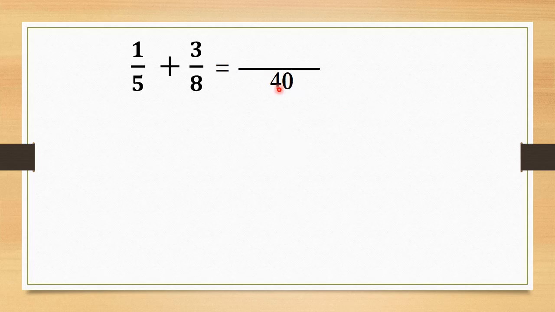So 40, divide the LCD by the denominator of the first fraction. 40 divided by 5, we have 8, times 1, we have 8. Plus 40 divided by 8, we have 5, times 3, we have 15. So copy the LCD, we have 40, then add the numerators. 8 plus 15, we have 23.